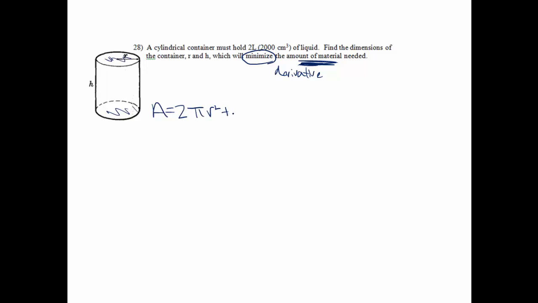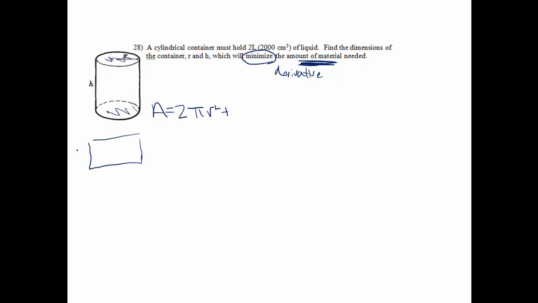Okay, and then I'm going to have plus, and then from here, I'm just going to draw a little picture over here. If I were to think of this as like a soda can or maybe a soup can, if I were to take the label off, this would form a rectangle, and I need the area of that rectangle.